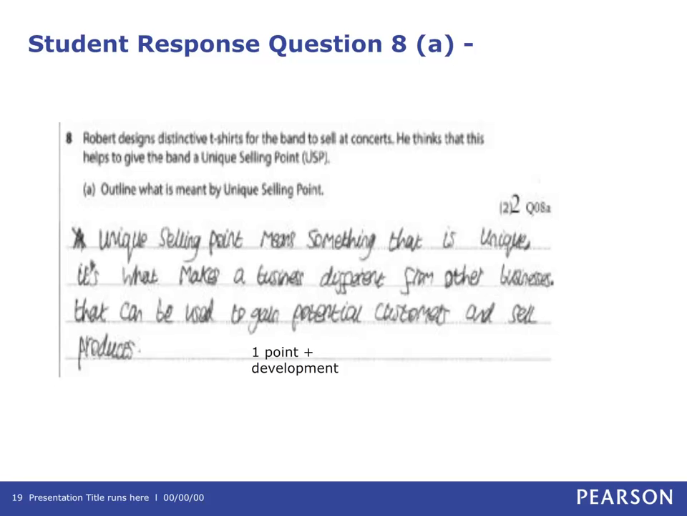Awardable answers are: a unique selling point is something that a business does which no other company does. 1. Which gives the business a competitive advantage. 1.